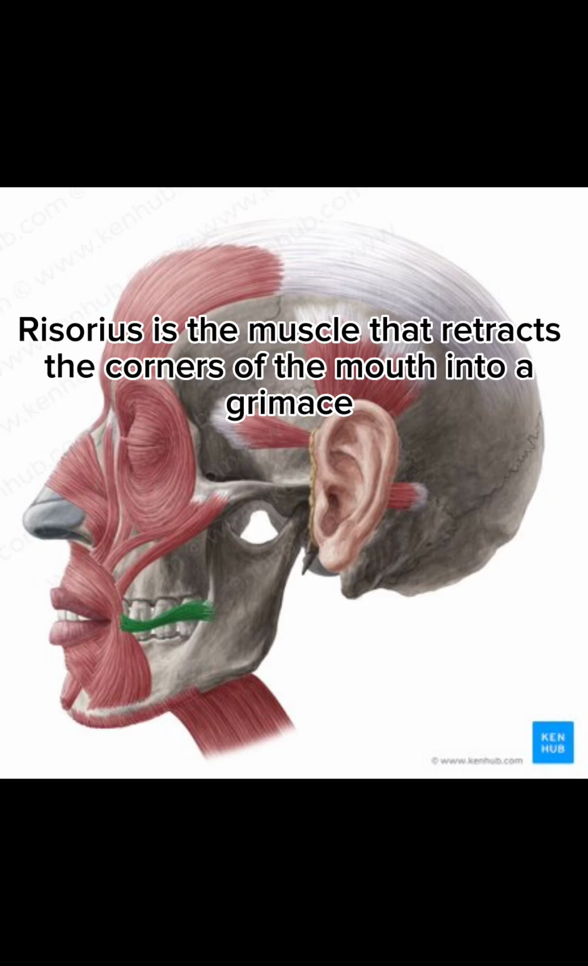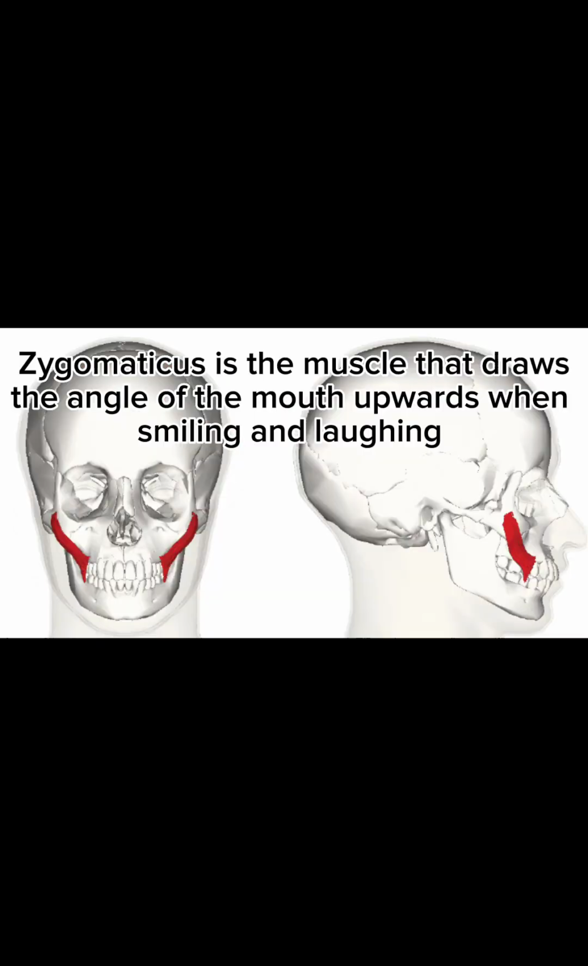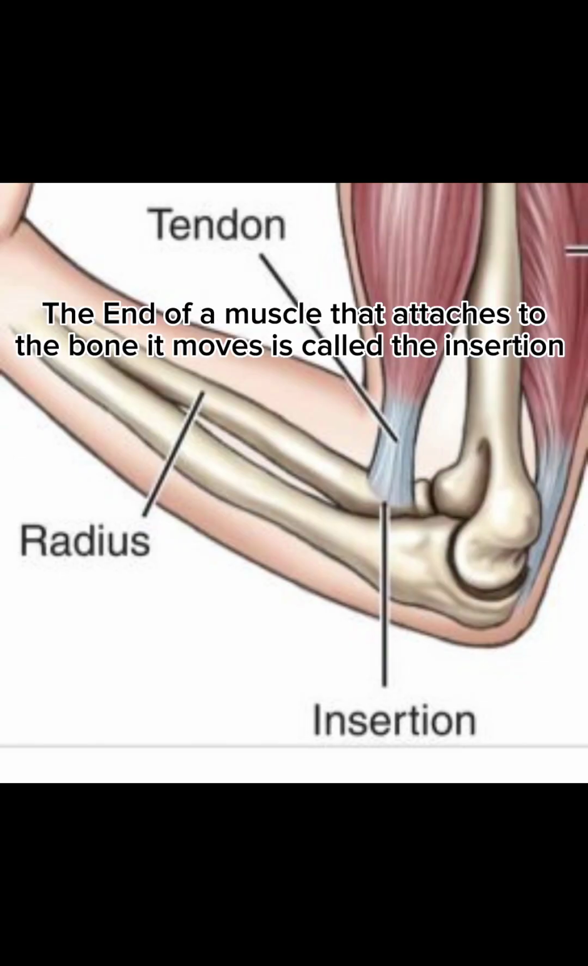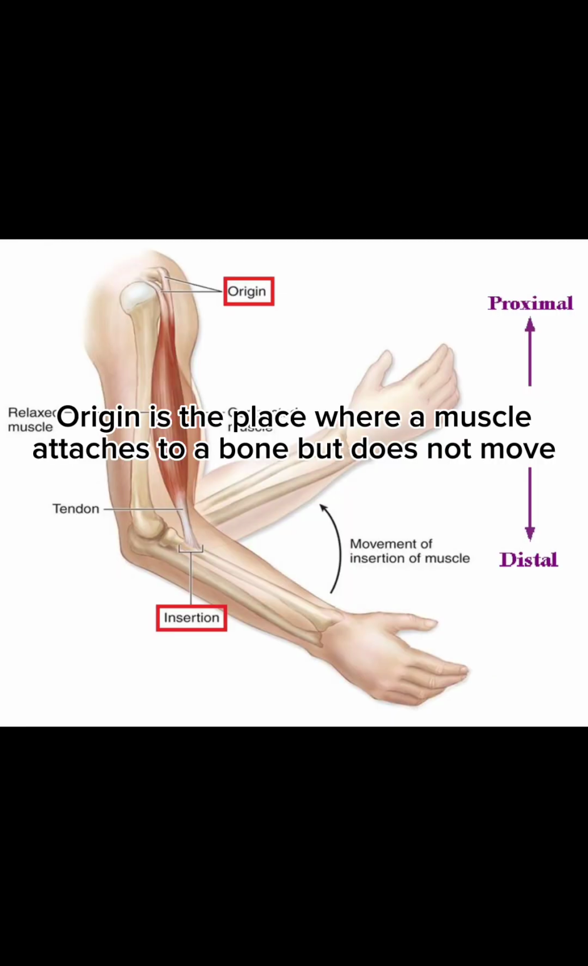Risorius is the muscle that retracts the corners of the mouth into a grimace. Zygomaticus is the muscle that draws the angle of the mouth upwards when smiling and laughing. The end of a muscle that attaches to the bone it moves is called the insertion. Origin is the place where a muscle attaches to a bone but does not move.